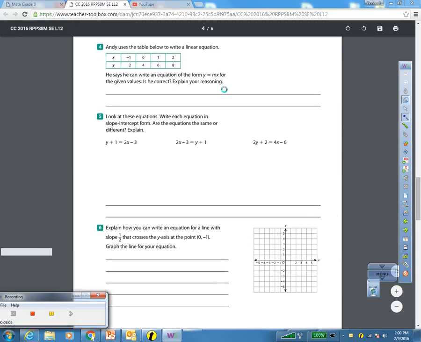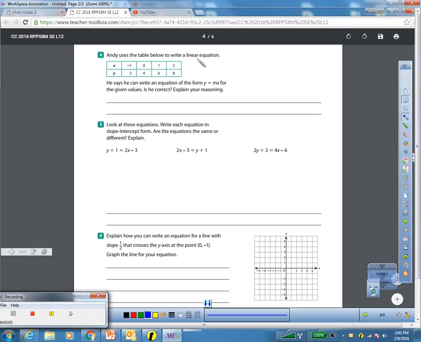Okay, so looking at number 4, Andy uses the table below to write a linear equation. He says he can write an equation of the form y equals mx for the given values. Is he correct? And explain your reasoning. So right away, I notice that the y-intercept is at 4. So when x is 0, that's your y-intercept. However, when you have this, y equals mx, that's a proportional one, meaning there's nothing here. The table we have actually has a y-intercept of 4.